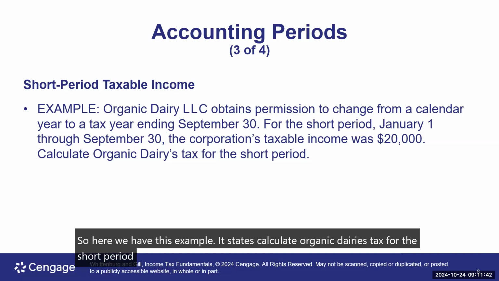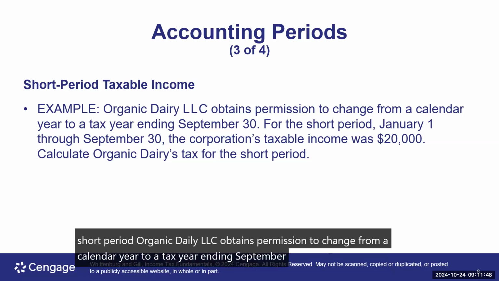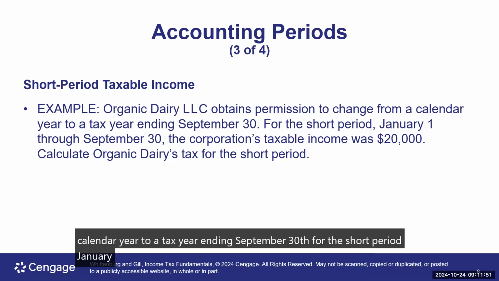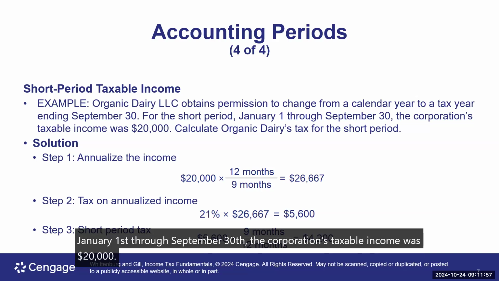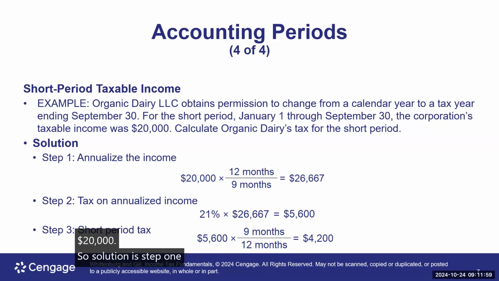Organic Daily LLC obtains permission to change from a calendar year to a tax year ending September 30th. For the short period January 1st through September 30th, the corporation's taxable income was $20,000. So the solution is, step one, we need to annualize the income.